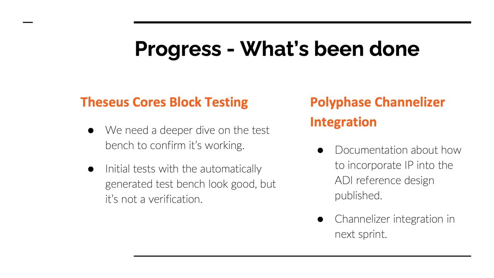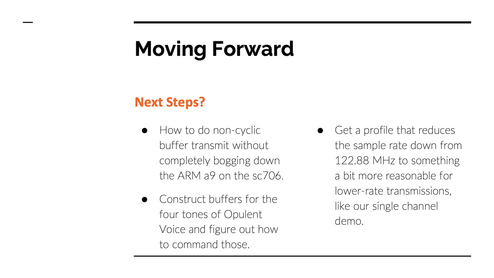Moving forward, how to do the non-cyclic buffer transmit without completely bogging down the ARM-A9 on the ZC706, and then construct the buffers for the four tones of Opulent Voice and figure out how to command those without bogging down the ARM-A9, as much as possible in hardware. And the TES software, this utility software from Analog Devices, we need to get a profile that reduces the sample rate down from 122 megahertz to something a bit more reasonable for the demos. We'll need to be able to handle profiles anyway, so now is a good time to start working that into the workflow.